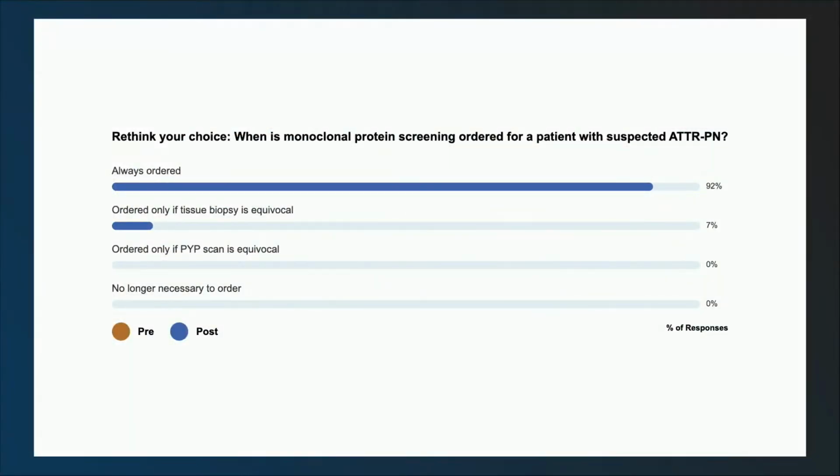Excellent. So it's always ordered. You should always order it as part of your initial battery for a new onset idiopathic neuropathy. Also notable is that you cannot interpret the PYP scan as diagnostic of TTR amyloid if you have suggestion of a monoclonal protein with AL amyloid. So this must be negative in order for you to diagnose TTR amyloid on PYP. So great job, everyone.